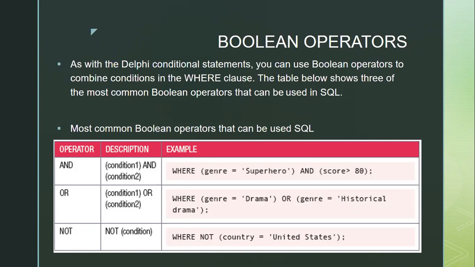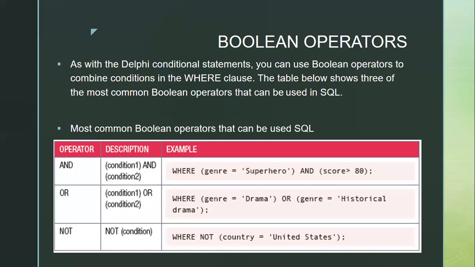I've got 2 conditions. The or, this is either this or that. So where genre is equal to drama, or it must be equal to historical drama. So it can be either of the 2.